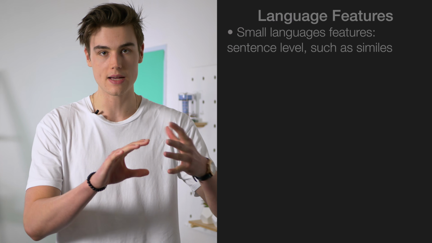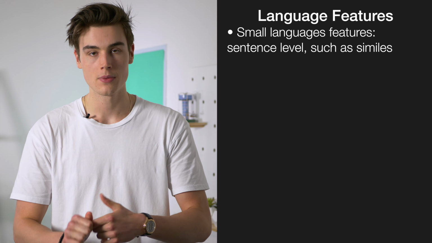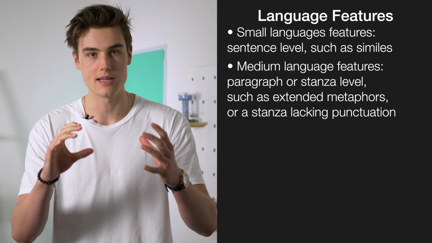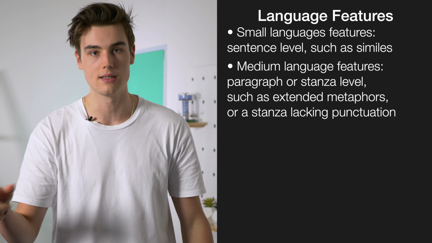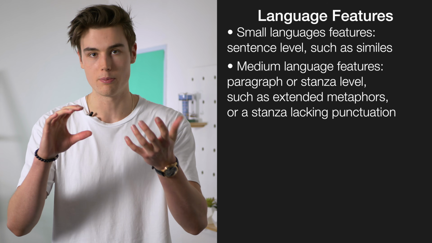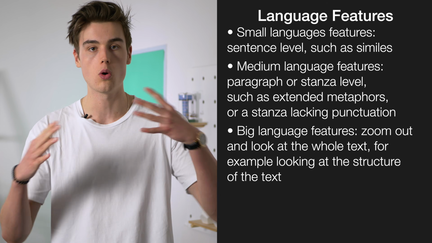So the first thing you should do after reading the text is to figure out what all the language features are and how you might want to use them in your response. A good way of coming up with how many language features you can use if you're stuck is to think small, medium, and big. So small is like the sentence level language features like similes or metaphors. Medium is kind of like what's in a stanza or a paragraph. Maybe there's an extended metaphor that runs across a few sentences, or maybe there's a whole stanza of a poem without any punctuation at the end. And big is if you zoom out and look at the whole text.